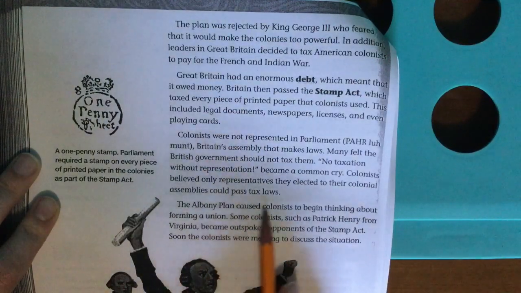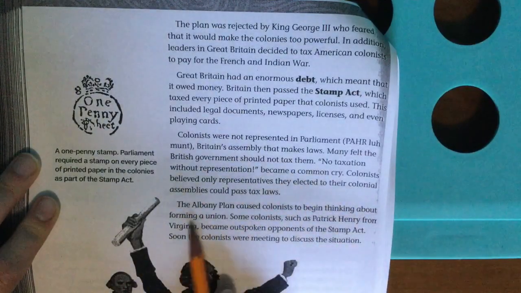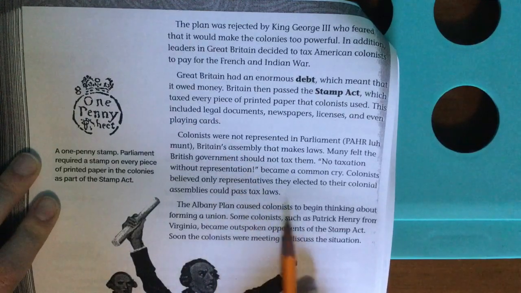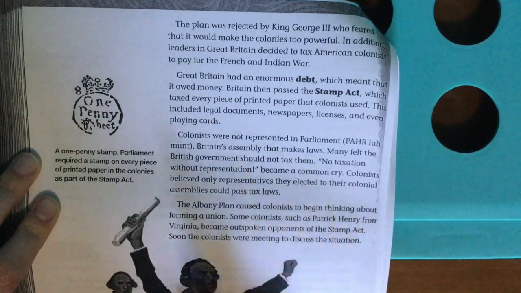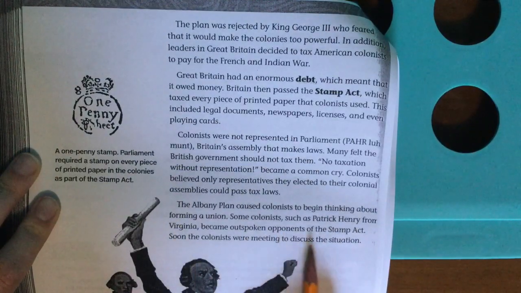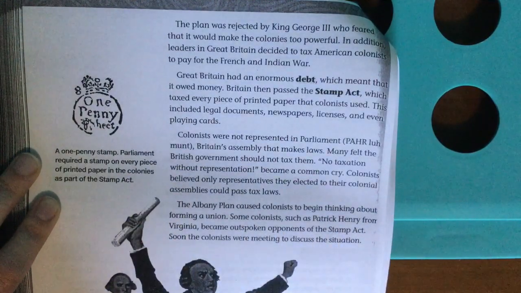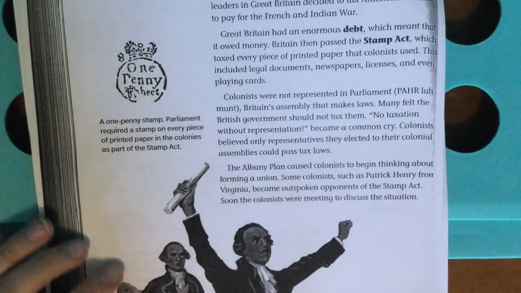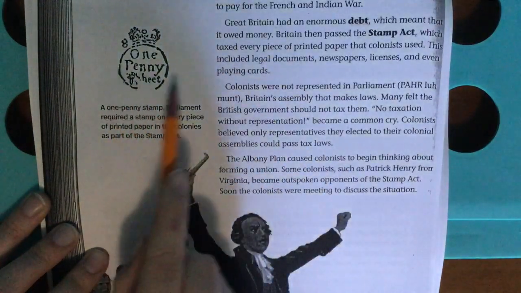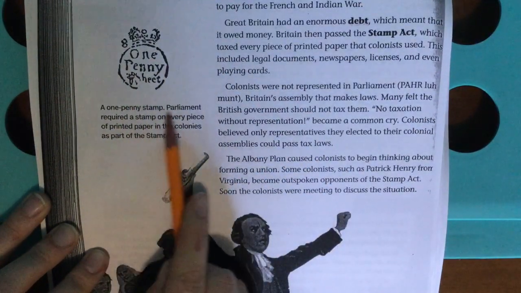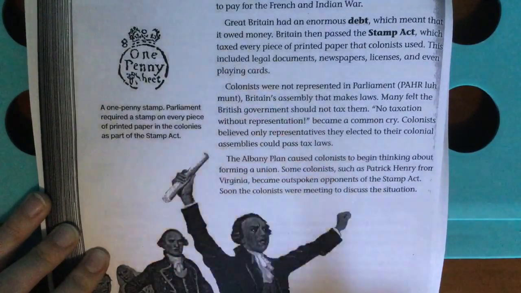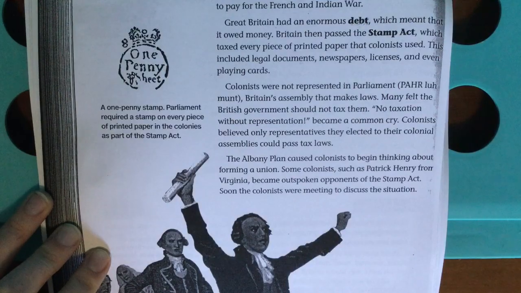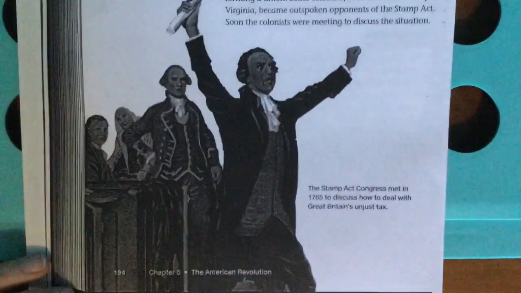The Albany Plan caused colonists to begin thinking about forming a union. Some colonists, such as Patrick Henry from Virginia, became outspoken opponents of the Stamp Act. Soon, the colonists were meeting to discuss the situation. We've got a little picture here. It's a 1 penny stamp. Parliament required a stamp on every piece of printed paper in the colonies as part of the Stamp Act. And we'll read a little bit more about what the Stamp Act actually did.